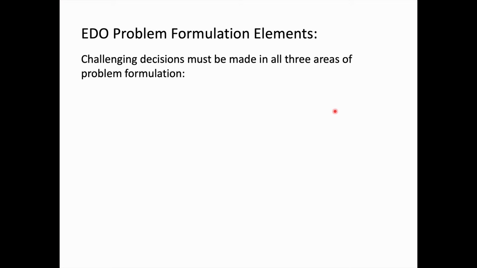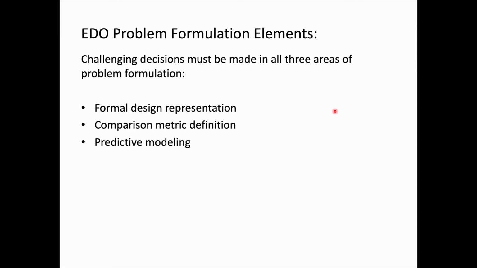Let's think about the elements of engineering design optimization problem formulation. There are three main areas where we need to make decisions, including how do we represent designs in a way that allows us to formally distinguish between designs and also manipulate these designs using some type of design automation method. So, for example, optimization.